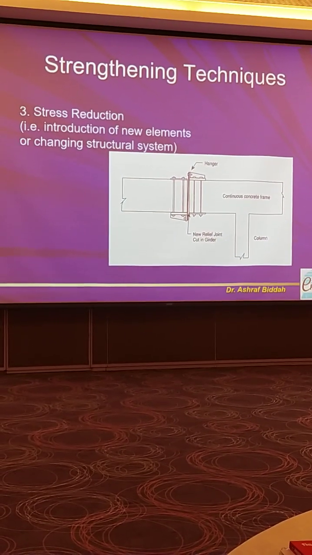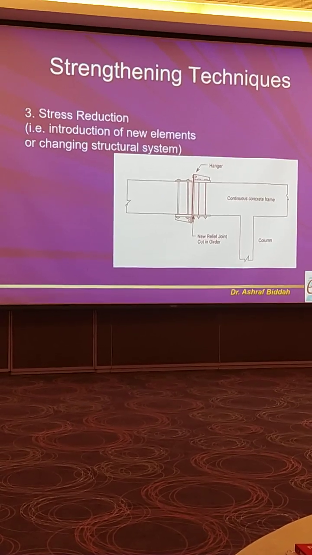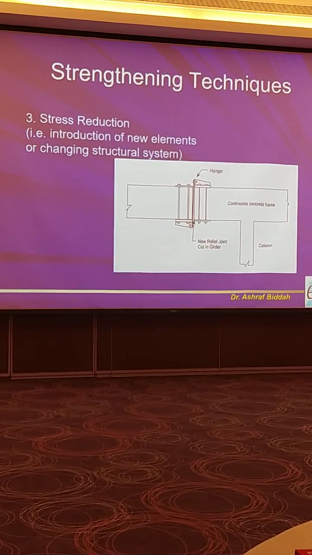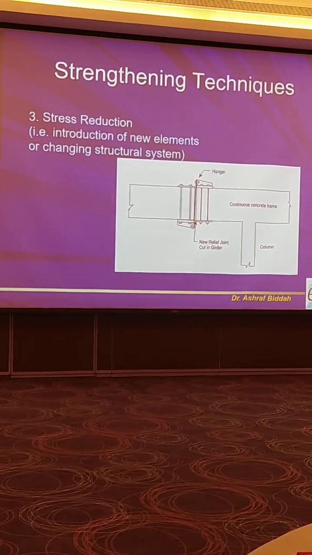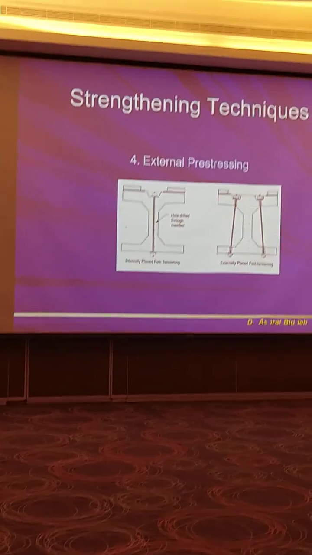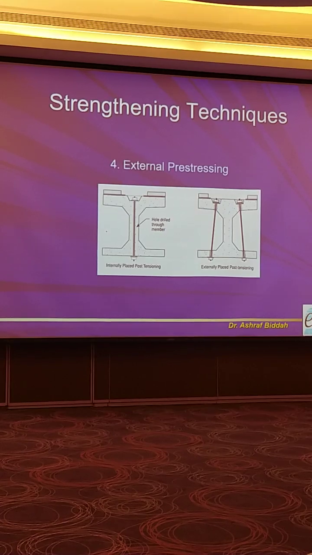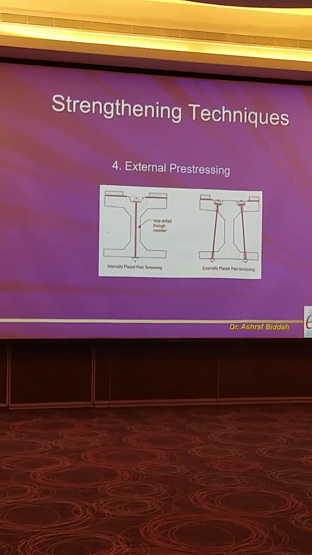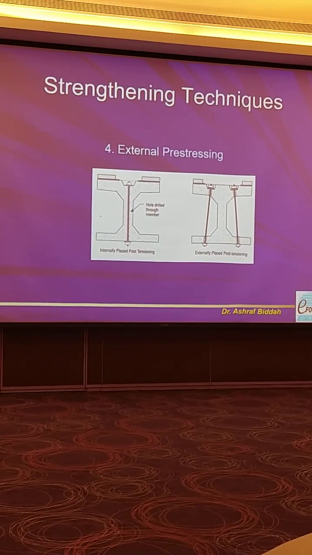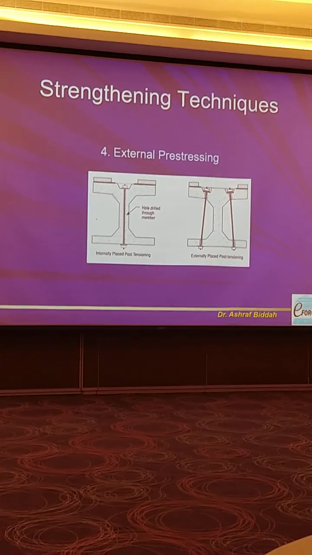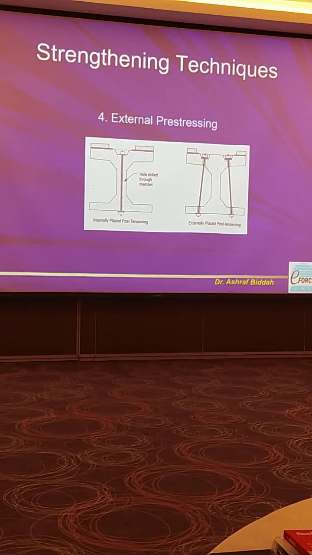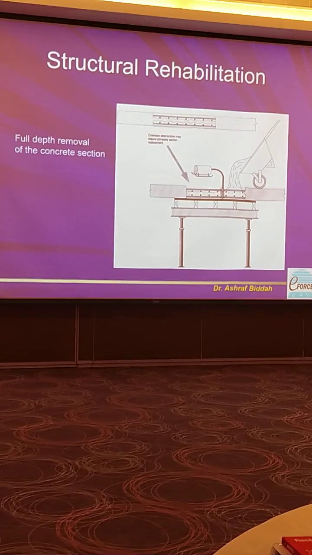This one is another solution of strengthening, which is to reduce the stresses. For example, you make a cut and make a joint here rather than having it continuous, although I don't like it a little bit, but it is one of the solutions for strengthening. External pre-stressing: if you have a problem of shear, you can use rods and tighten them in a way to make external pre-stressing.